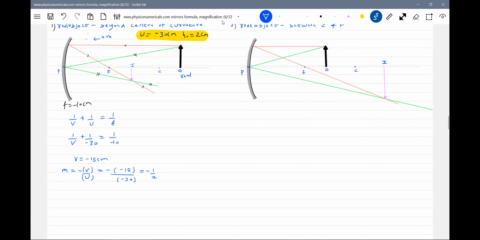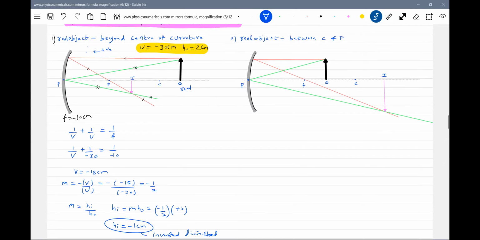So how do you define magnification? Height of the image by height of the object. So what is the magnification formula? The magnification is minus 1/2, and the object height is plus 2. So what is the image height? We are getting minus 1 centimeter. What do you mean by negative? Inverted, and diminished. You see the height of the image is less than the height of the object, so it will be diminished here.